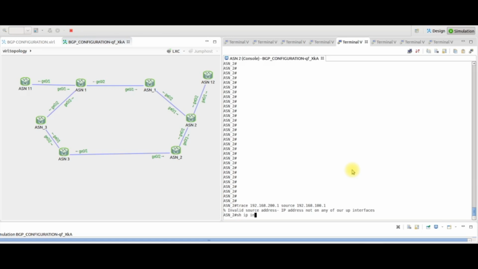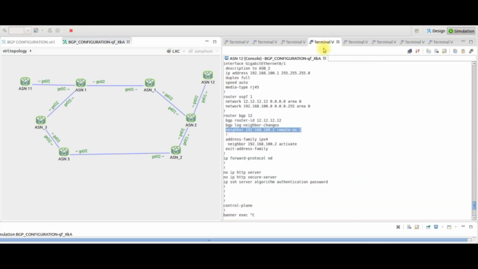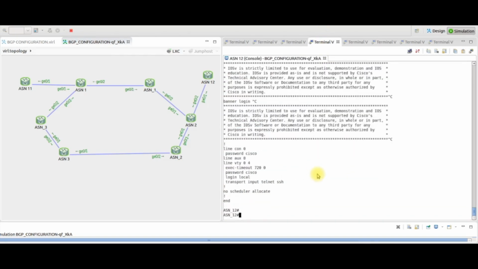Show IP in brief. Oh, it's 100.2. What router am I in? Oh, I'm in the wrong router. That would help. Okay. There we are.